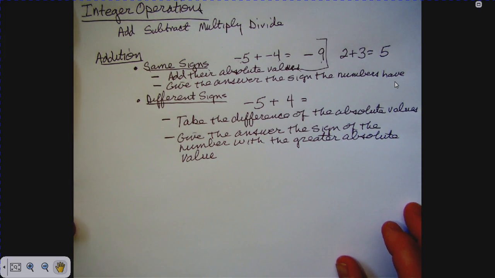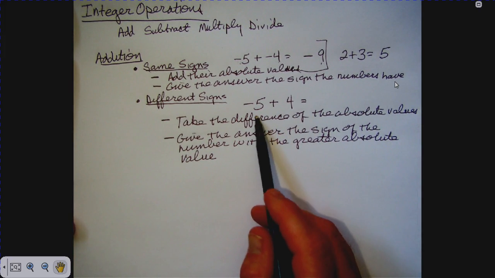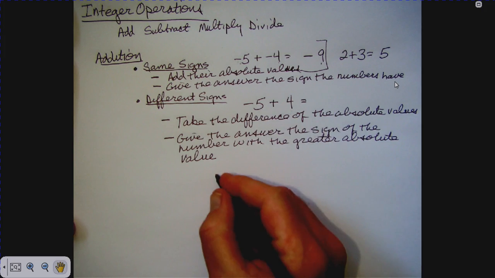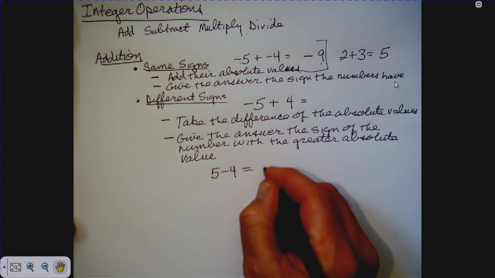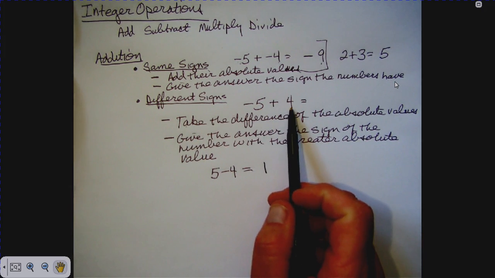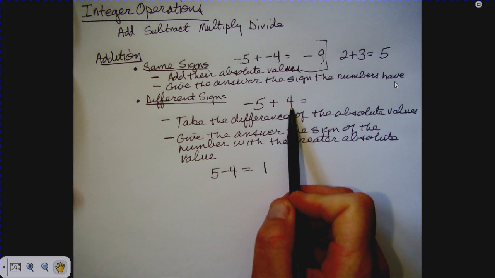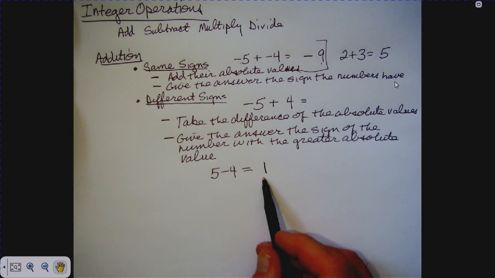Again, you should write that down too, and if you need to pause it for a while to do that, do that. So, now let's see what we do. Take the difference of the absolute values. Another way of saying that is I have two numbers here, 5 and 4. I'm going to ignore their signs, and I'm just going to take the bigger one minus the smaller one. So I'm going to go 5 minus 4. And I get a 1. So that's the first part of this rule. I'm going to take the bigger number and subtract the smaller number, ignoring their signs.